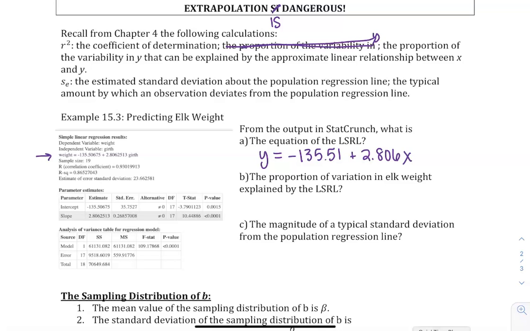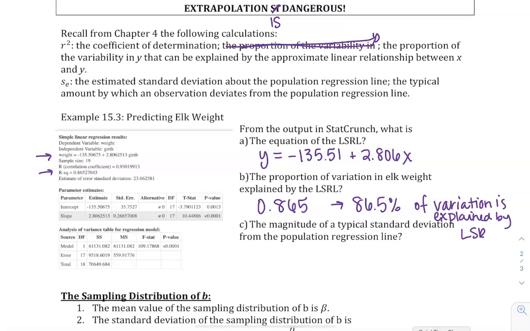Now, what's the proportion of variation here? We're looking for R squared. It's 0.865. And what that means is 86.5% of the variation here is explained by that least squares regression line. And then finally, if we want to find the magnitude of the typical standard deviation, here we're looking for the estimate of the error, and that's 23.66. So that's all that we did back in chapter 4.